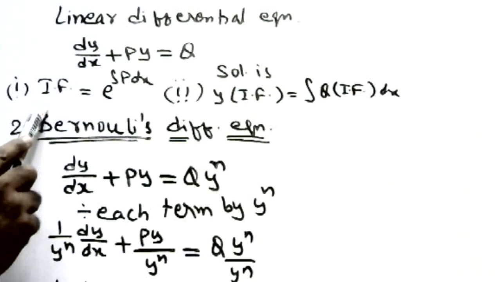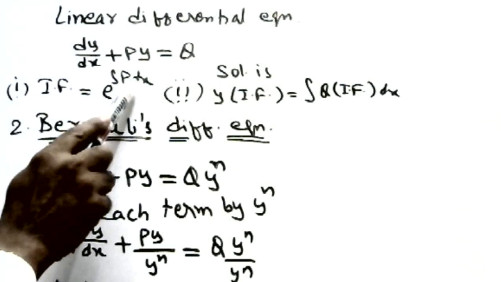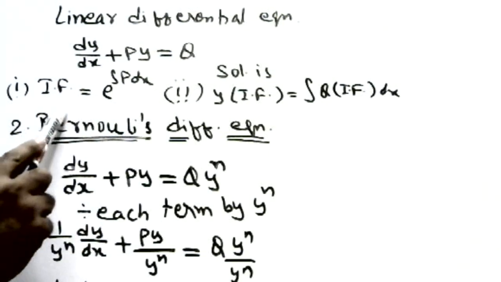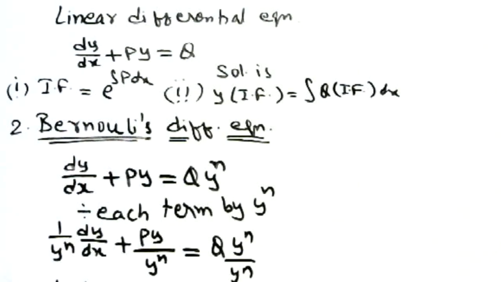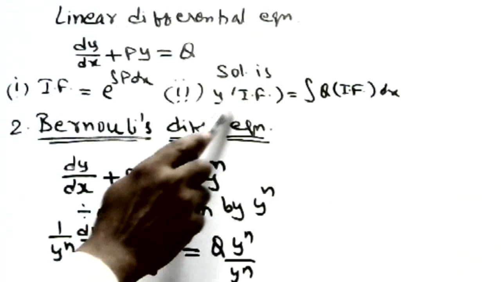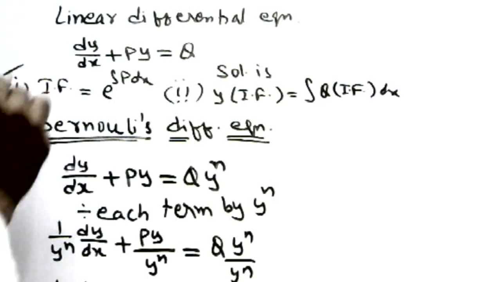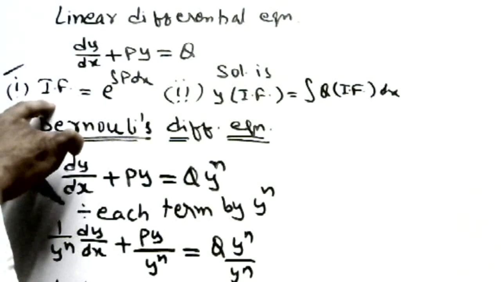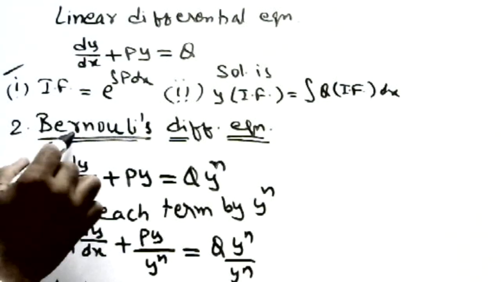In this, we have two steps. One is the integrating factor. Its formula is e to the power of integration p dx. The next step is the solution. The formula for the solution is y into the integrating factor equals the integration of q into the integrating factor dx. I revised this because it will be used in the next procedures.